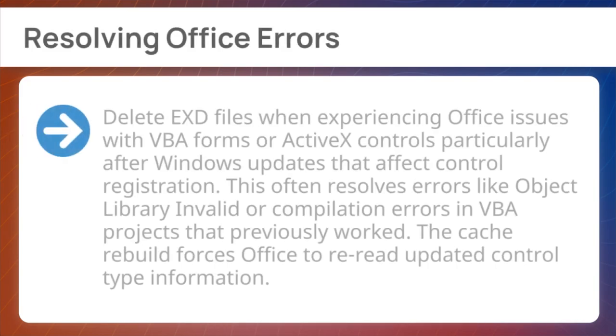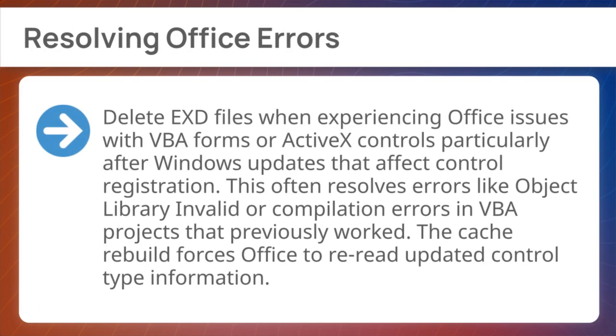Next, resolving Office errors. Delete EXD files when experiencing Office issues with VBA forms or ActiveX controls, particularly after Windows updates that affect control registration. This often resolves errors like object library invalid or compilation errors in VBA projects that previously worked. The cache rebuild forces Office to reread updated control type information.